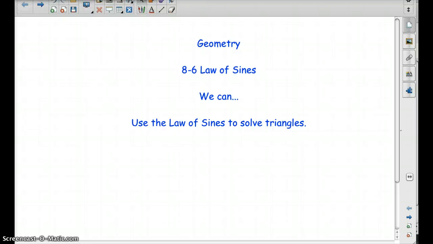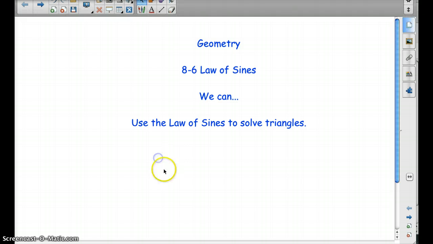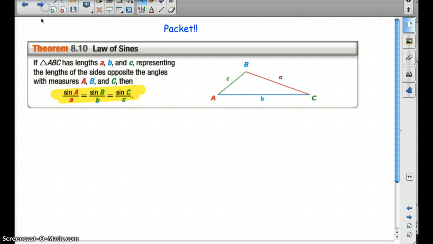Hello, geometry students. We're going to go ahead and start 8.6 with the law of sines. We can use the law of sines theorem to solve triangles. Notice it says triangles, so it doesn't have to be right triangles. It's just any triangle we can use this.